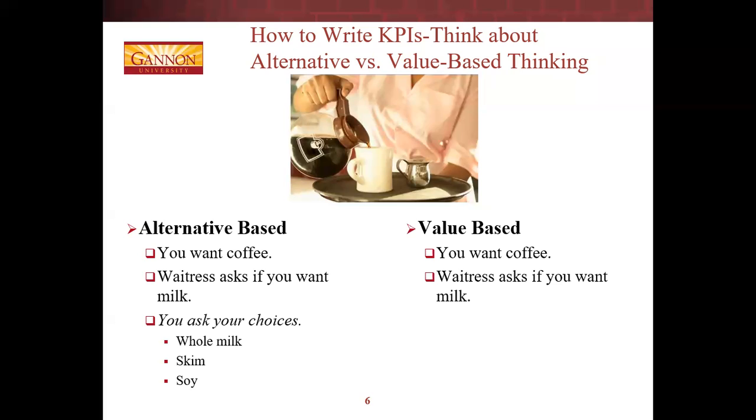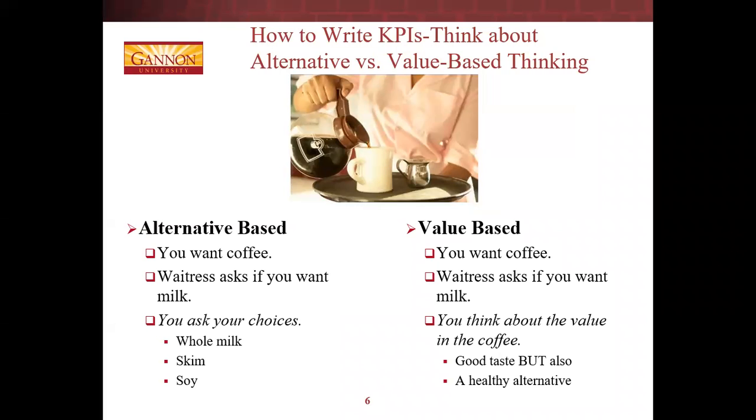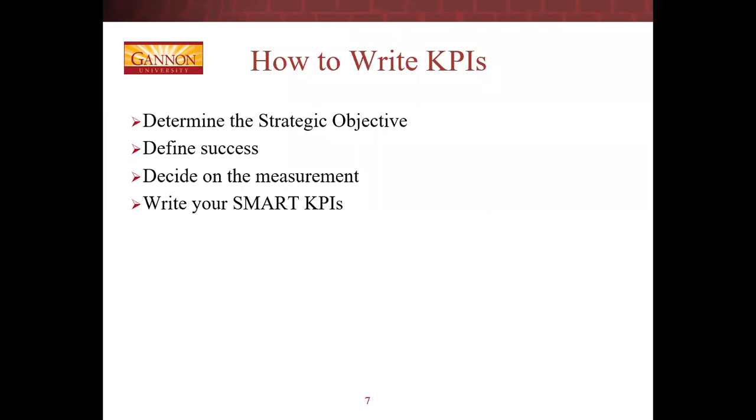Value based, though, you want coffee. The waitress asks if you want milk, and you think about the value in the coffee. You want it to taste good, but also you want a healthy alternative. So you think about that, and then you weigh your decision based on those particular factors and your choices. So you see how value based goes one step further in terms of putting another attribute in there to think about how important is this decision and how important are some of the objectives that I have in mind and how do they match? So in this particular case, you might opt for soy if you don't think it changes the taste much. It's obviously going to be personal.